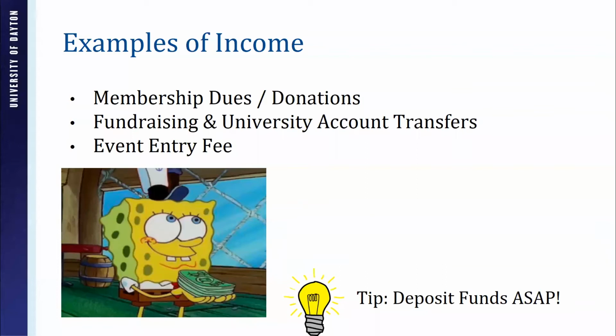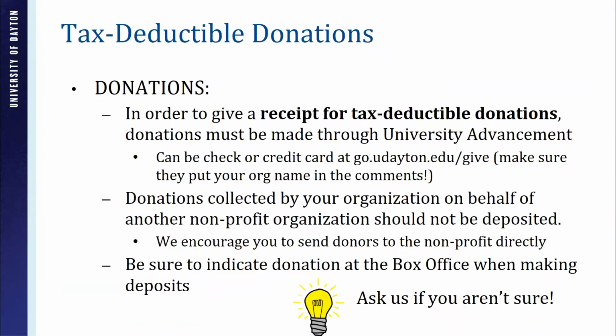So the next area we move into is income. Examples of income, as I mentioned earlier, are membership dues or donations, which we will talk about a little bit more in depth here in a second. Fundraisers or university account transfers, event entry fees, all are examples of this. You could also get this from sales, things of that nature. The reason I said we want to talk about donations is because there are two different types of donations.